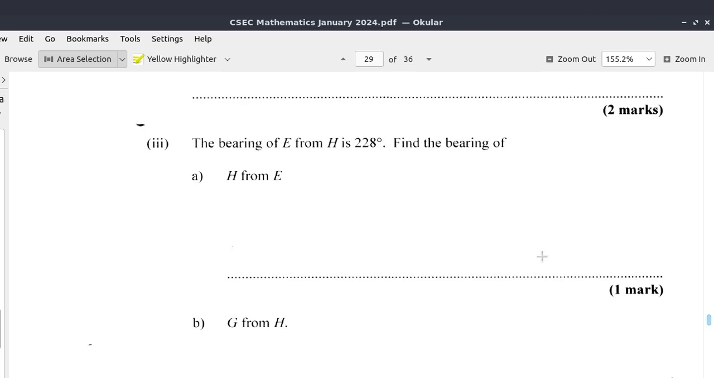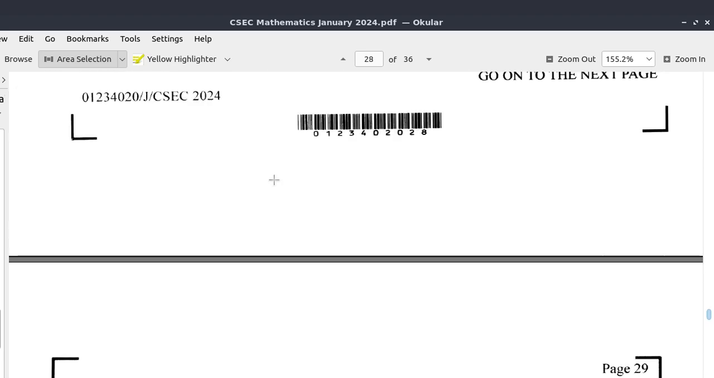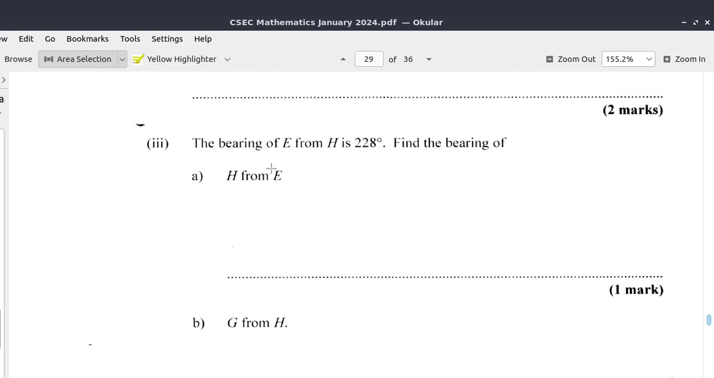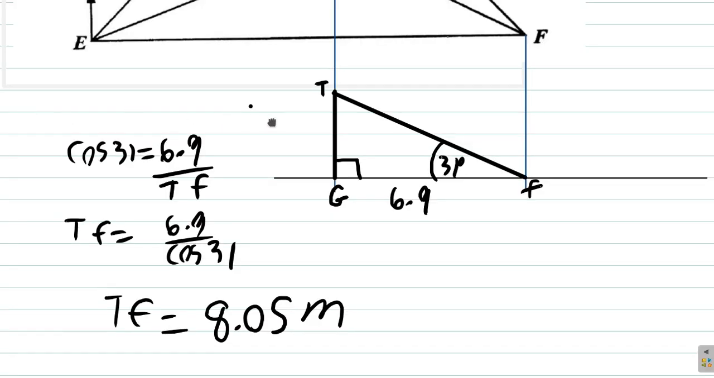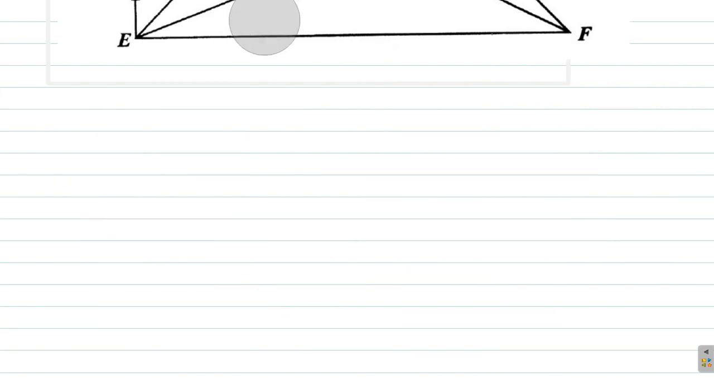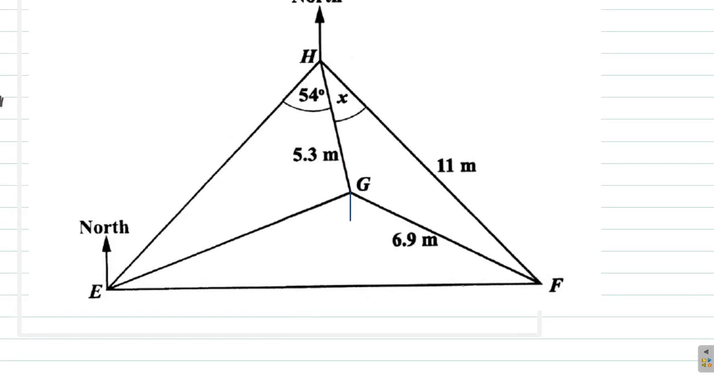Alright, we're back. CSEC Mathematics, January 2024, question 9, part 3A and B. Now it says the bearing of E from H is 228 degrees. Let's look at the diagram over here. This is the working from before that we finished off in our last video. We got TF as 8.05 meters. But let's erase the rough work and you see what they're talking about here.